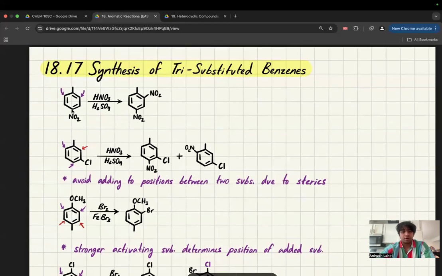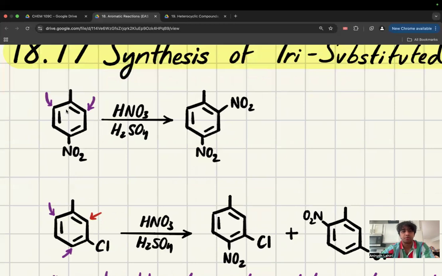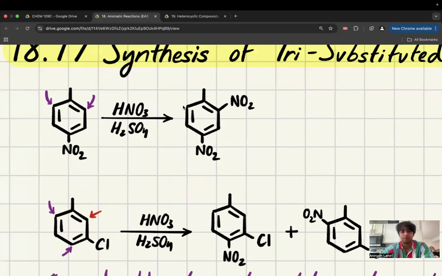So let's look here, right? This is the withdrawing group. This is the donating group. We'll actually end up attaching the NO2 here or here. You know why that is? That's just because this is a donating group, so it directs ortho to this position. This is the withdrawing group, so it directs meta to this position. And you find out that this position is both meta to this and ortho to this. So perfect, it can be here or here.